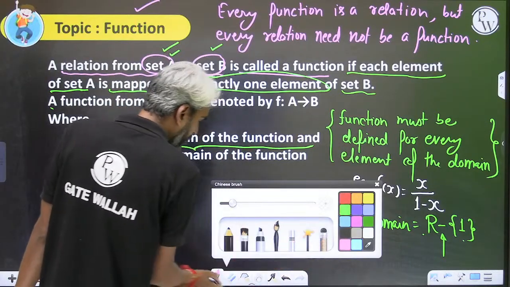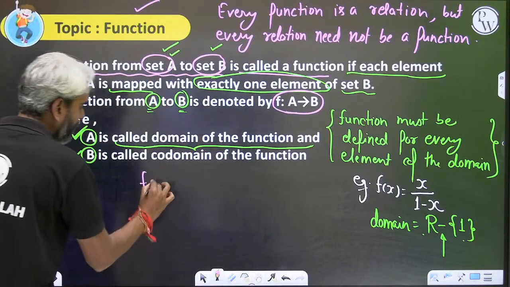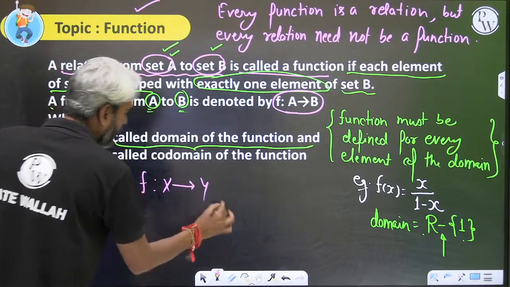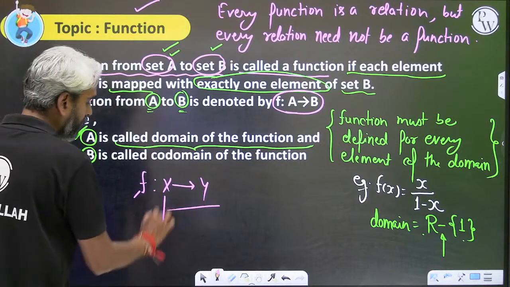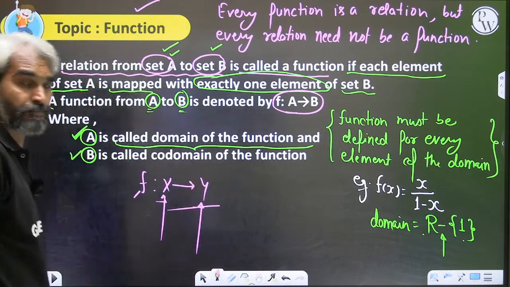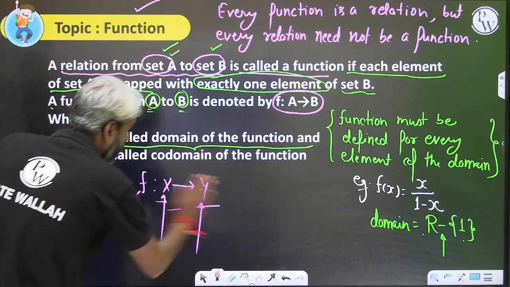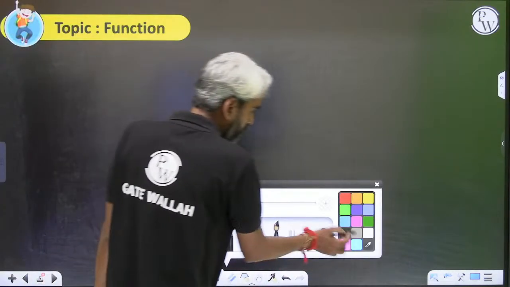So if function f is defined from A to B, then it will be denoted like this. If somebody just writes this, that this is a function, then it means the domain of the function will be x and the codomain of the function will be y. Now, let's get to the definition and try to understand what actually is a function and what is not a function.